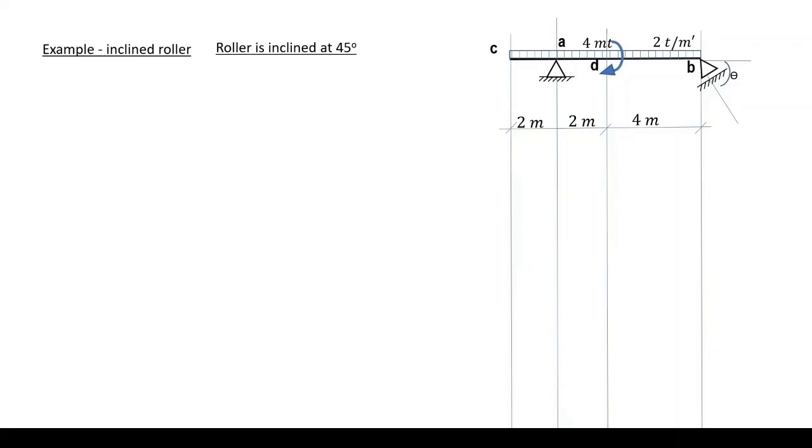Welcome to another example, a beam with an inclined roller. The supports are a hinge at A and a roller at B inclined to the horizontal with angle theta equals 45 degrees. We have a distributed load of 2 tons per meter run acting between C and B, and a concentrated moment of 4 meter tons at D.